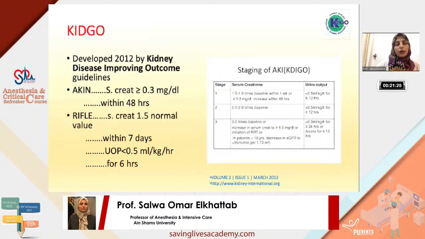Another and the most recent classification is KDIGO. It's Kidney Disease Improving Global Outcomes. Sorry for this mistake in this abbreviation.